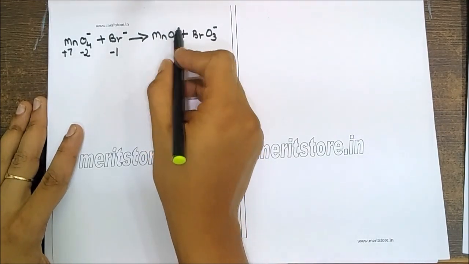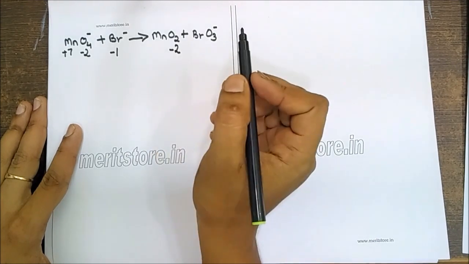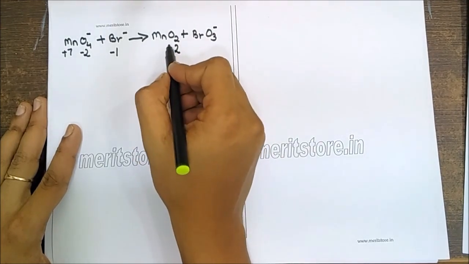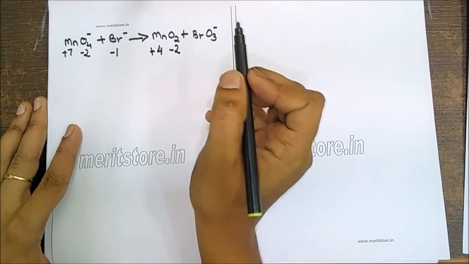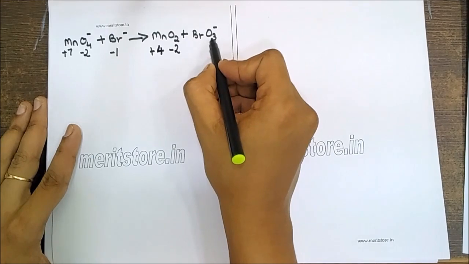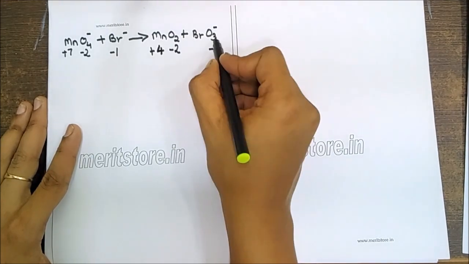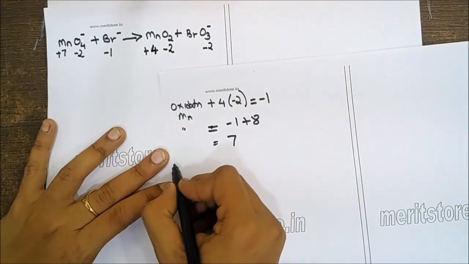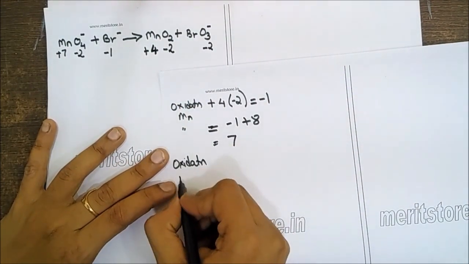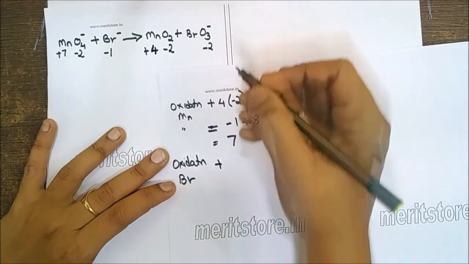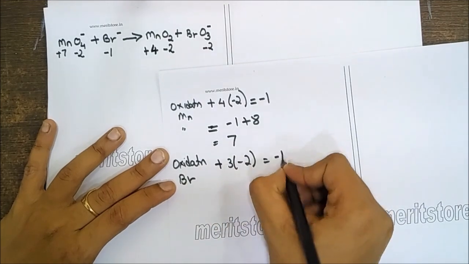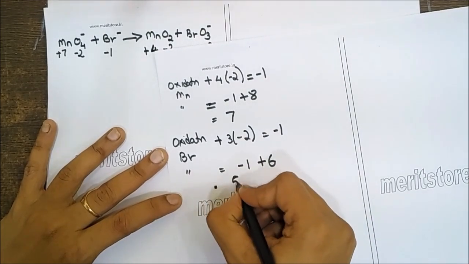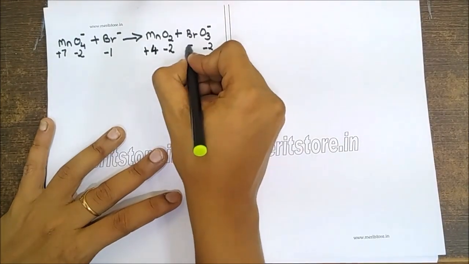Now, do you see this molecule MnO2? There is no charge on it. We know the oxidation number of oxygen is -2. How many atoms are here? 2. So this is -4. Since it is neutral, the algebraic sum should be equal to 0. So to nullify that -4, the oxidation number of Mn would be +4. Then same way here, the oxidation number of oxygen is again -2. Since there are 3 atoms, this would be -6. So if I have to calculate, again it's the same way. Oxidation number of bromine plus 3 into -2 should be equal to -1. So the oxidation number of bromine would be -1 plus 6, which comes out to be +5. So the oxidation number of bromine is +5.